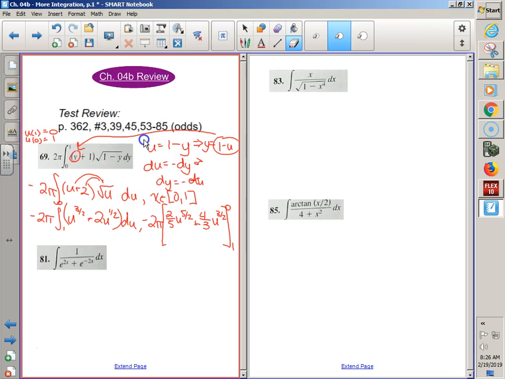That's a bummer. My du still equals negative dy. That was all fine. So when I go to plug in, I have 1 minus u plus 1, so that'd be 2 minus u. So I have 2u to the 1/2 minus u to the 3/2.